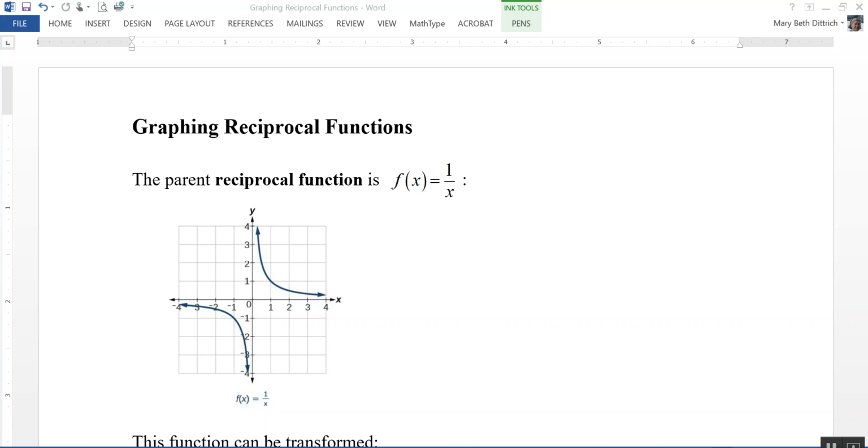This video is on graphing reciprocal functions. The parent reciprocal function is f of x equals 1 over x. And here's a graph of what that looks like. You'll notice that there are two pieces to the reciprocal function graph.